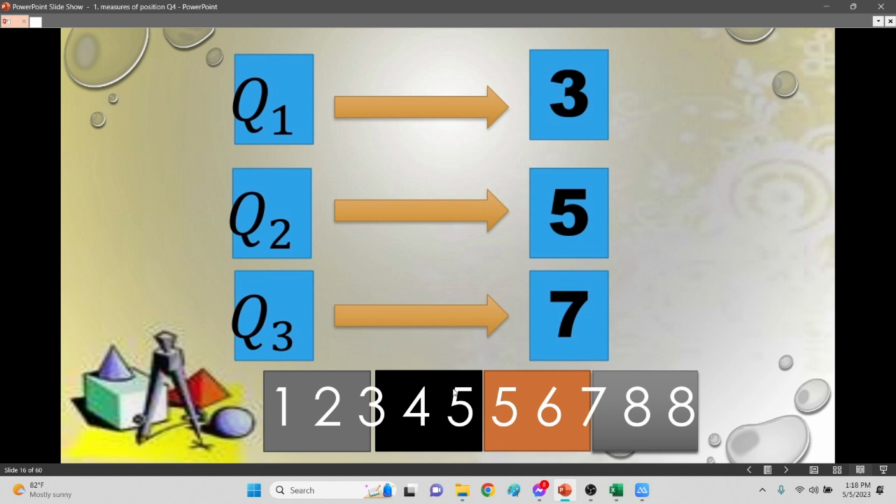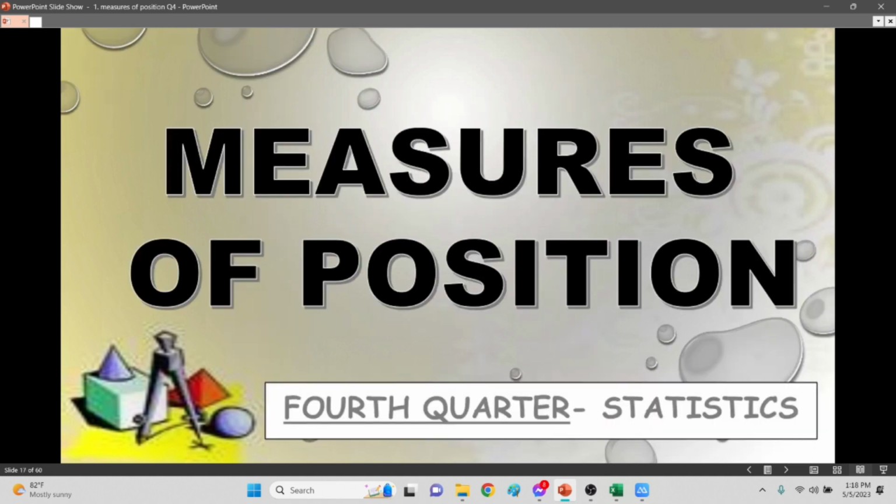And the last step is to get the middle between the middle and the highest score, which is 7. Nasa gitna at nasa pinakamataas na number, pinagigitnaan ay 7. So, that's how to get the position. Okay, next. Our topic for today is to measure the position. We're going to find the position and locate what values or scores are on that position.